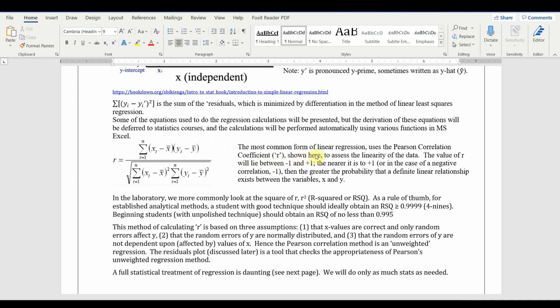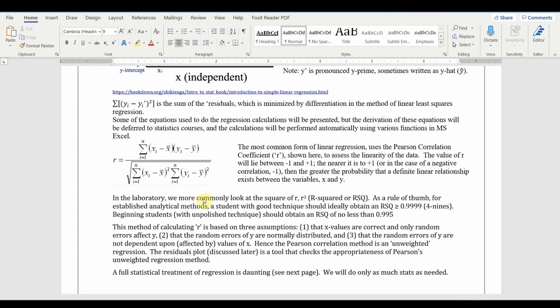The most common form of linear regression uses the Pearson correlation coefficient R, that's shown here, and this is used to assess the linearity of the data. The value of R will lie between -1 and +1. The nearer it is to +1, in the case of a positive correlation, or the closer it is to -1 in the case of a negative correlation, then the greater the probability that a definite linear relationship exists between the variables x and y.